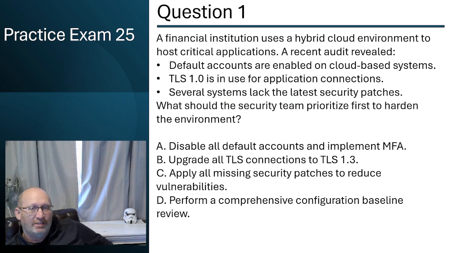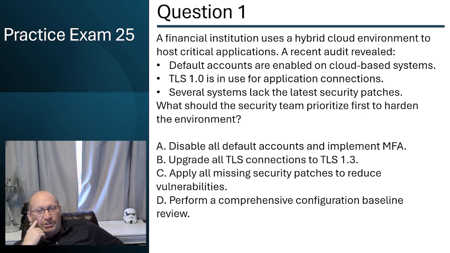Right into it. Question number 1. A financial institution uses a hybrid cloud environment to host critical applications. A recent audit revealed default accounts are enabled on cloud-based systems, TLS 1.0 is in use for application connections, and several systems lack the latest security patches. What should the security team prioritize first to harden this environment?